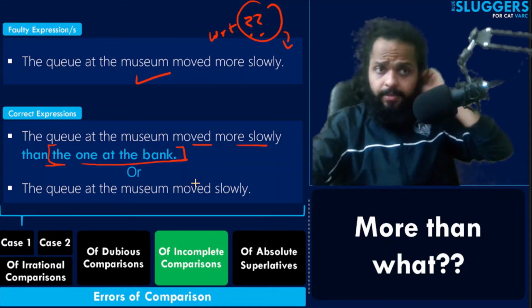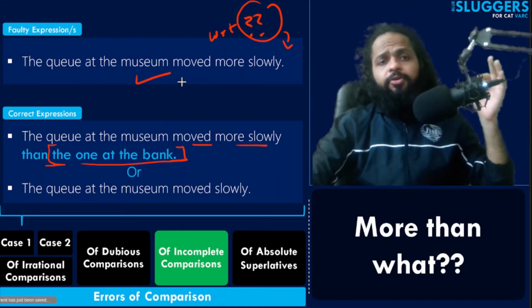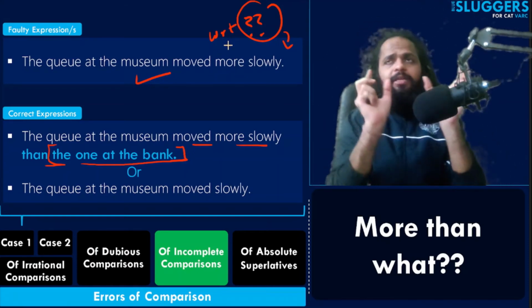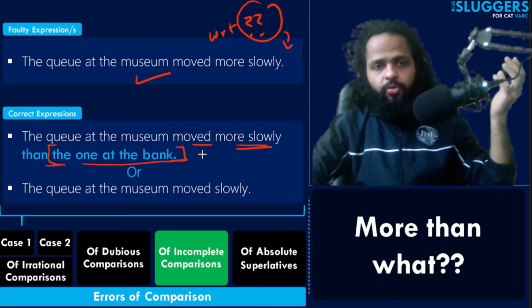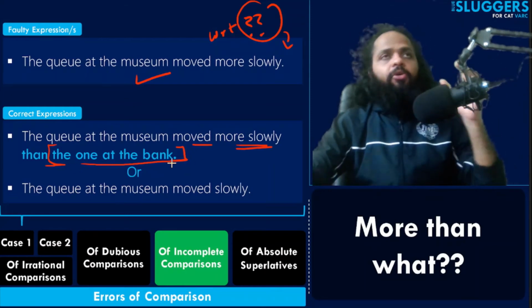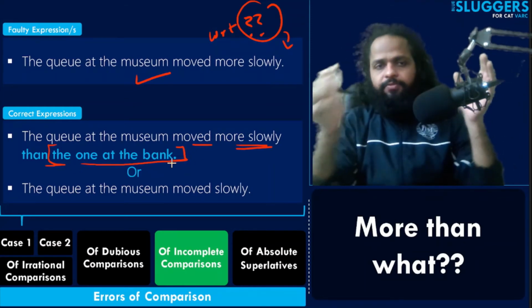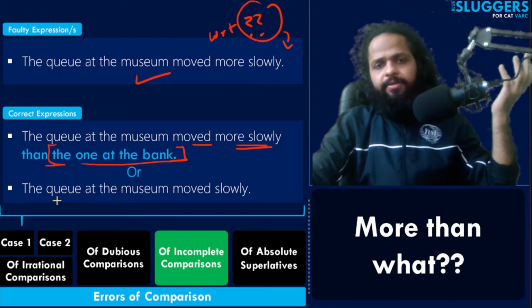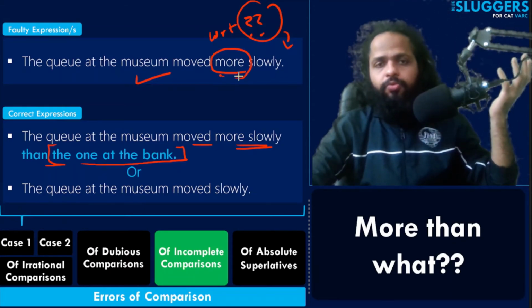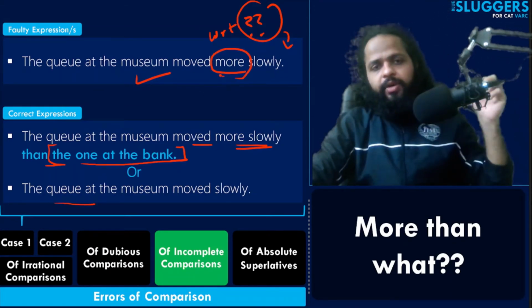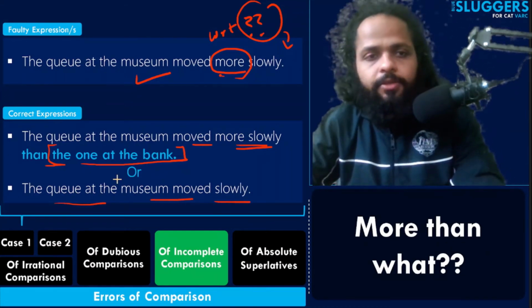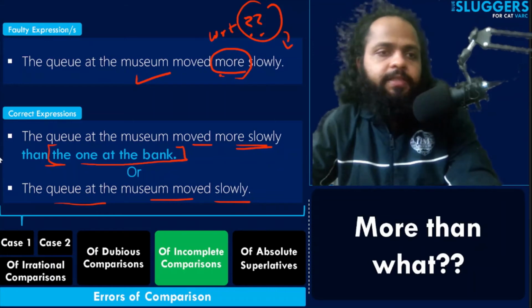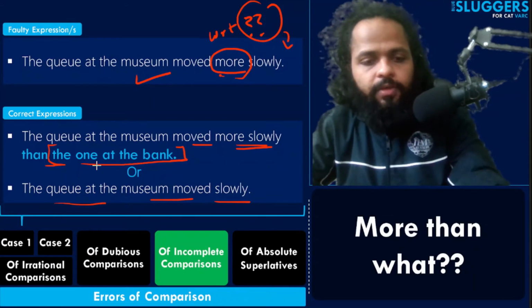Okay, so know that. So see, if you want to actually compare the queue at the museum with something else, you need to write that more slowly than the one at the bank. Or if you want to simply state it in a positive degree, then you should not be using the word more, right? Then you can simply write the queue at the museum moved slowly. Okay, so that would be the better way of phrasing that sentence. Okay, so let's come to the next one.